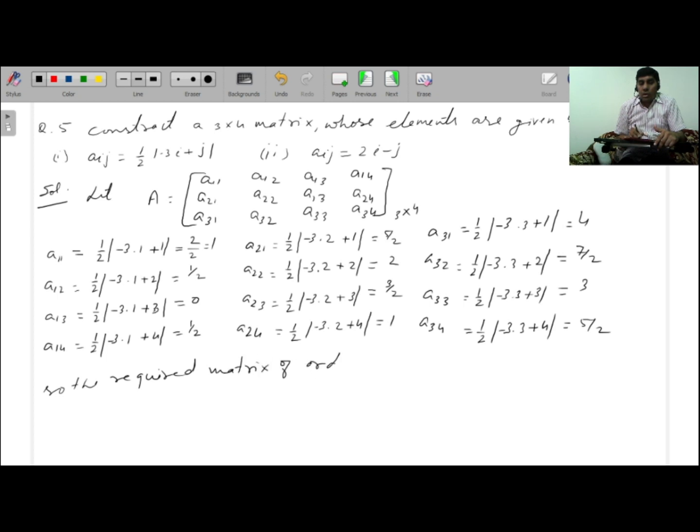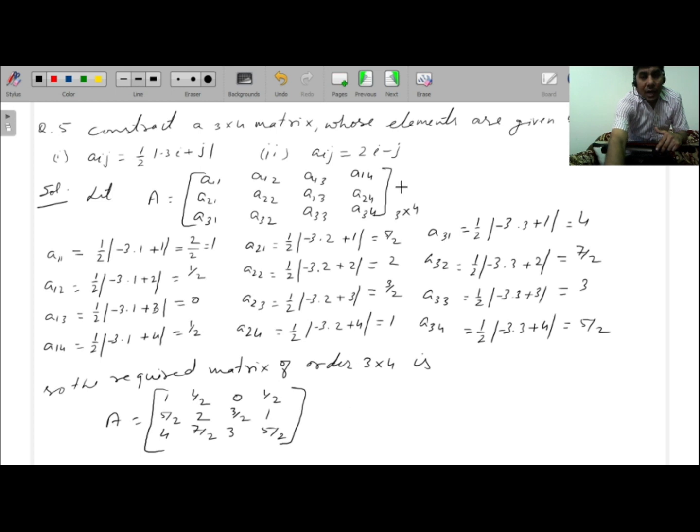of order 3 by 4 is A is equal to A11 is 1, A12 1 by 2, A13 0, A14 1 by 2, A21 5 by 2, A22 2, A23 3 by 2, A24 1, A31 4, A32 7 by 2, A33 3, A34 5 by 2 is the required answer.